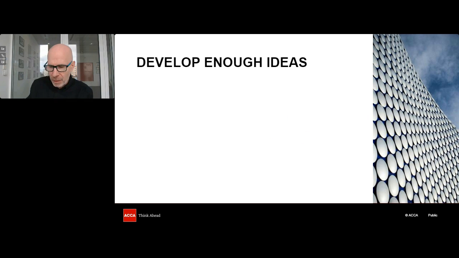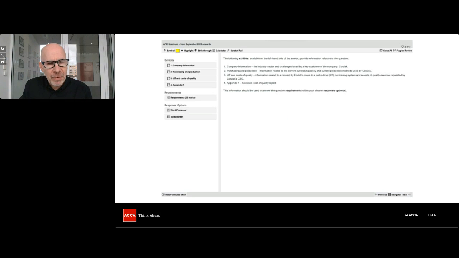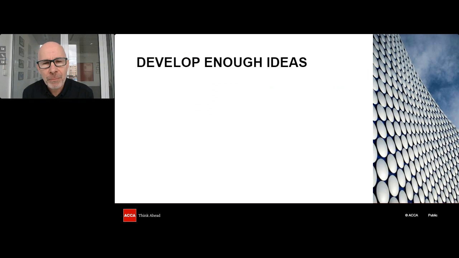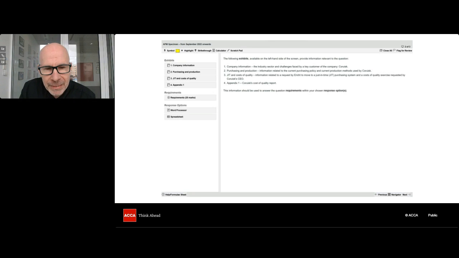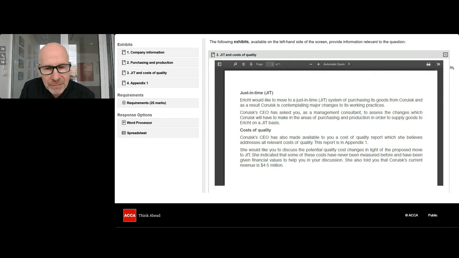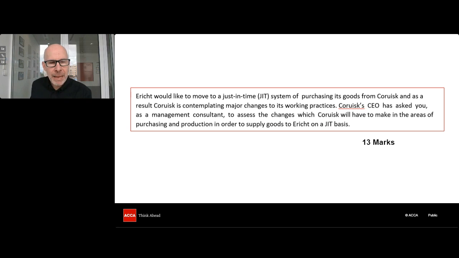Now, here's another problem. You got to develop enough ideas. Okay? I gave a spoiler. Martin, I just gave the spoiler. Got ahead of myself. All right, guys, here is an example. We're in the practice, we're in the exam, and we found the embedded task. Look at that. We found it. And we found the number of marks, 13. Got to find the verb.